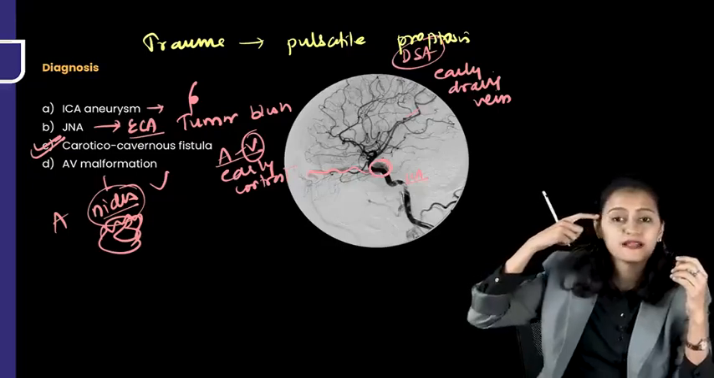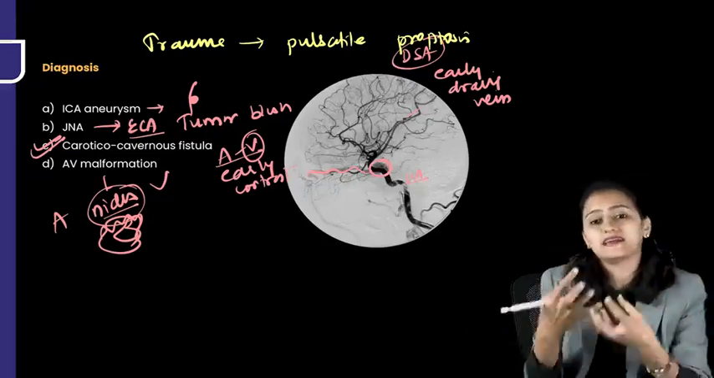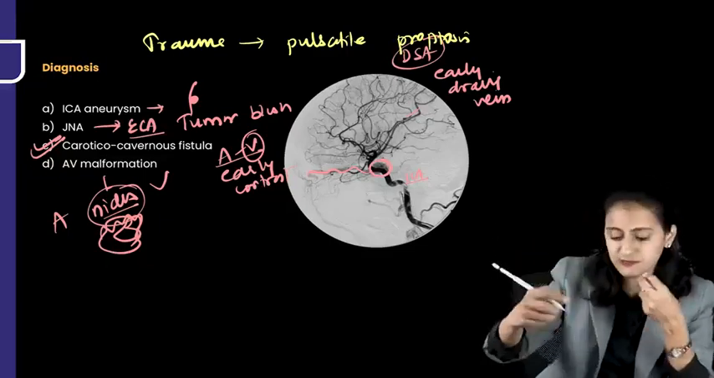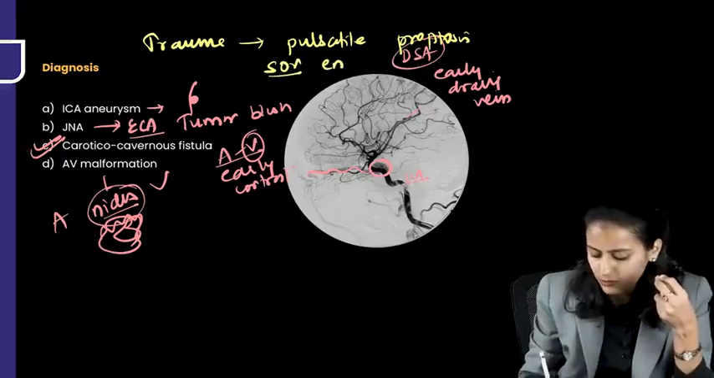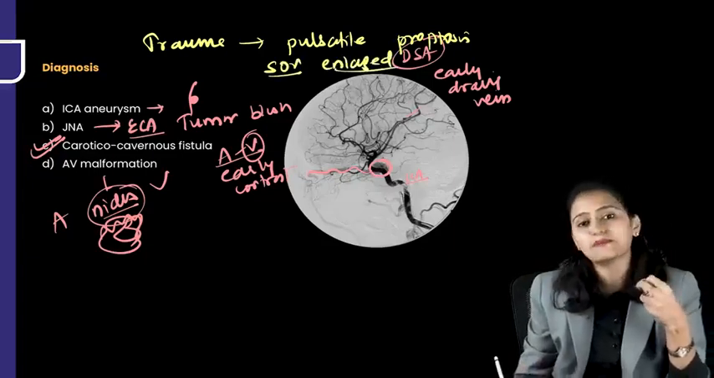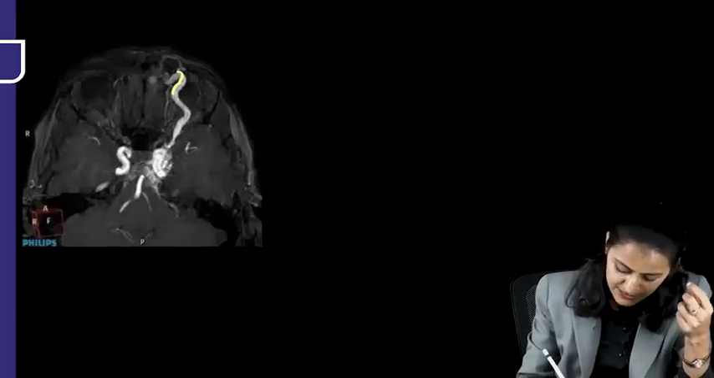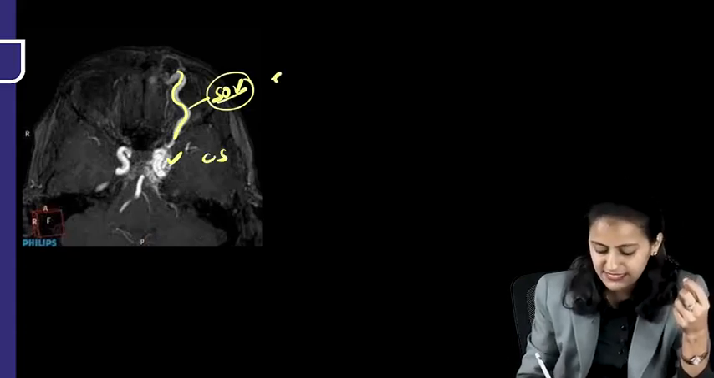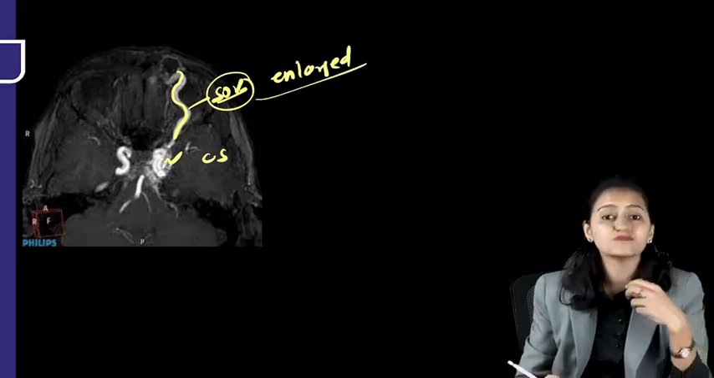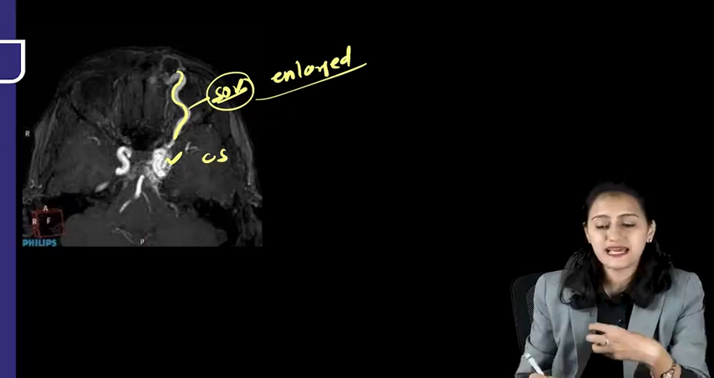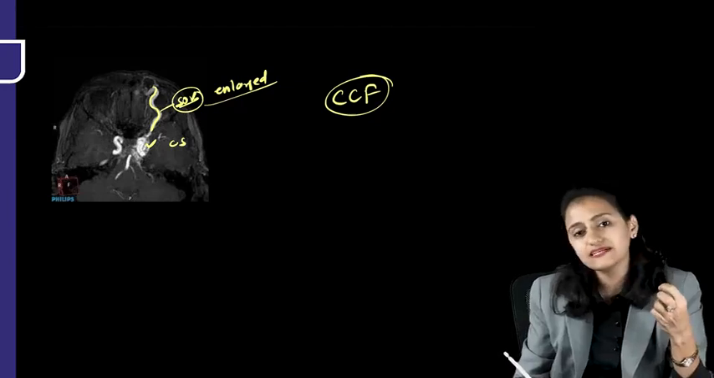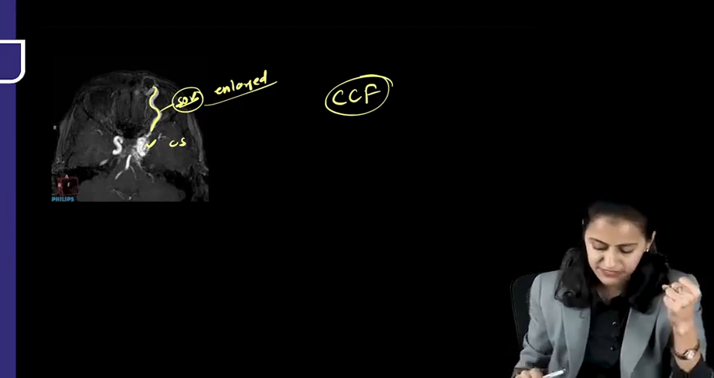Why? Because the superior ophthalmic vein drains into the cavernous sinus. The cavernous sinus has high pressure because of the fistula with the carotid. This pressure is transmitted to the superior ophthalmic vein. So we would see an enlarged superior ophthalmic vein here. So look at this MRI here. This is what we are seeing here. This is from the globe coming, the superior ophthalmic vein going into the cavernous sinus. It is enlarged. So when you have enlarged superior ophthalmic vein, enlarged cavernous sinus, early enhancement of cavernous sinus, it is a carotico-cavernous fistula. Okay, that's a carotico-cavernous fistula.